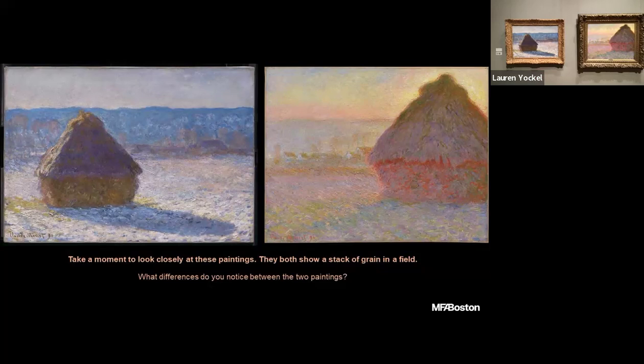Now, both of these paintings show a stack of grain in a field. We can see that. I'll go ahead and mark that on the screen. So you see a stack of grain here, and we see a stack of grain here. But what I want you to think about as you look closely is I'm wondering, what differences do you notice between the two paintings?